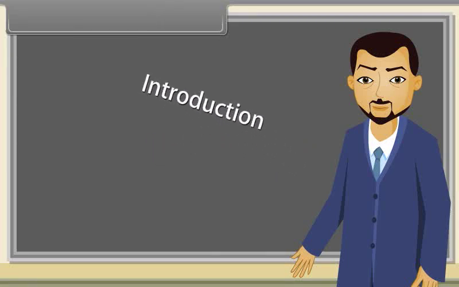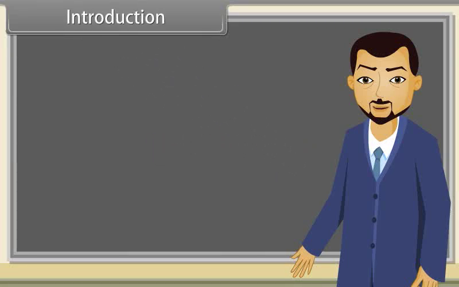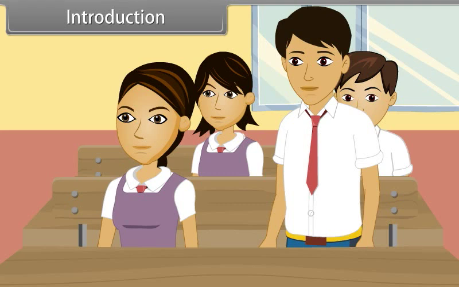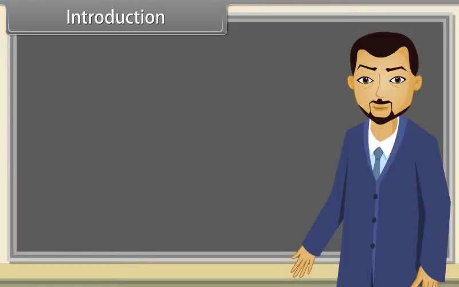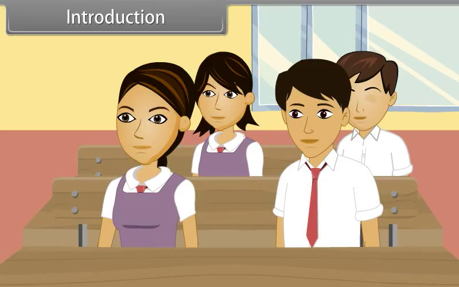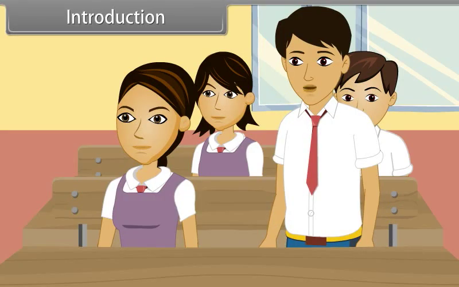Introduction. Get ready, students. Today we will learn conic sections. Have you ever seen the wheel? What kind of shape does it have? Yes, it is circular in shape. How many of you have a dish TV at home? And do you know what kind of shape it has? Yes, it is parabolic in shape.